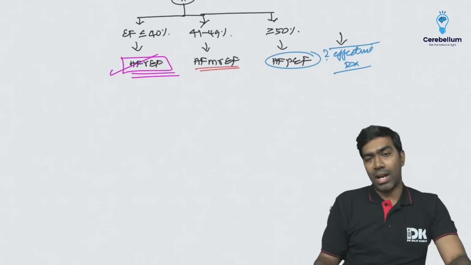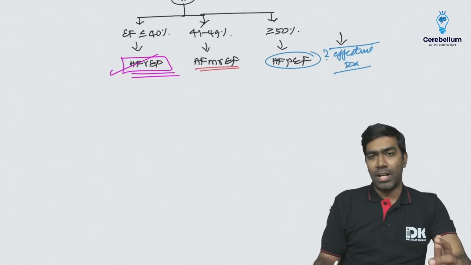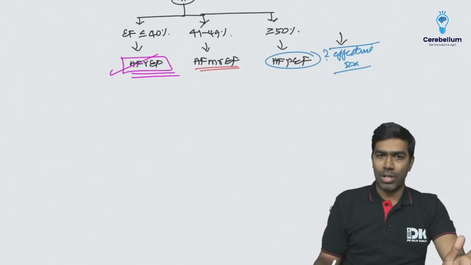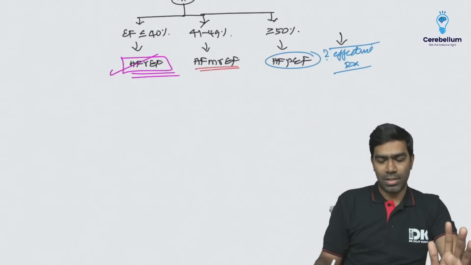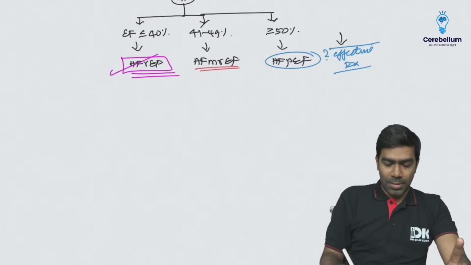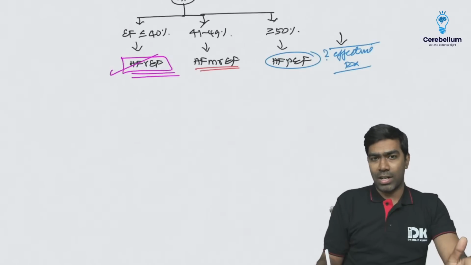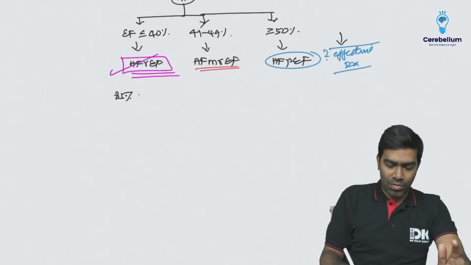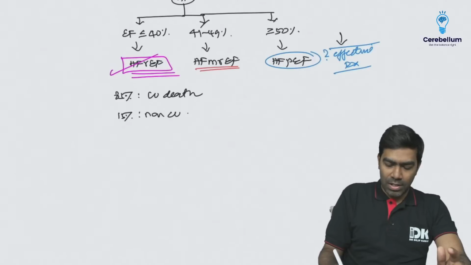In the exam, they might ask about the difference between HFrEF and HFpEF in community. That's one of the INICET questions. HFrEF patients tend to die because of cardiovascular death. Remember, 85% of death is due to cardiovascular death in HFrEF. 15% of death will be due to non-CV death.